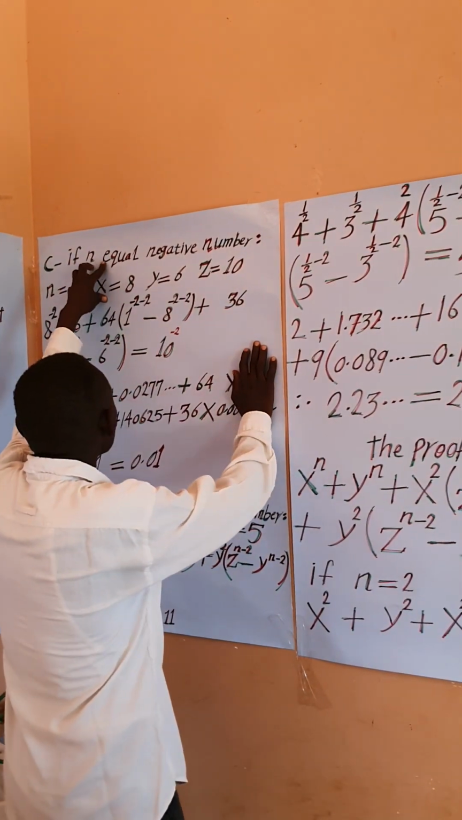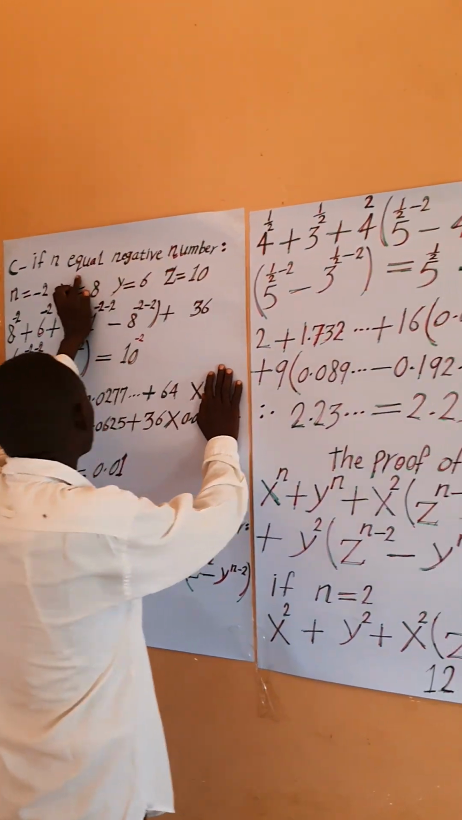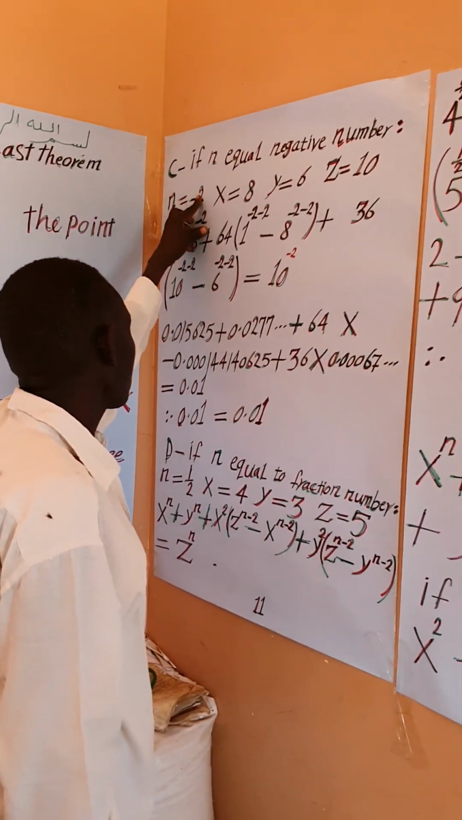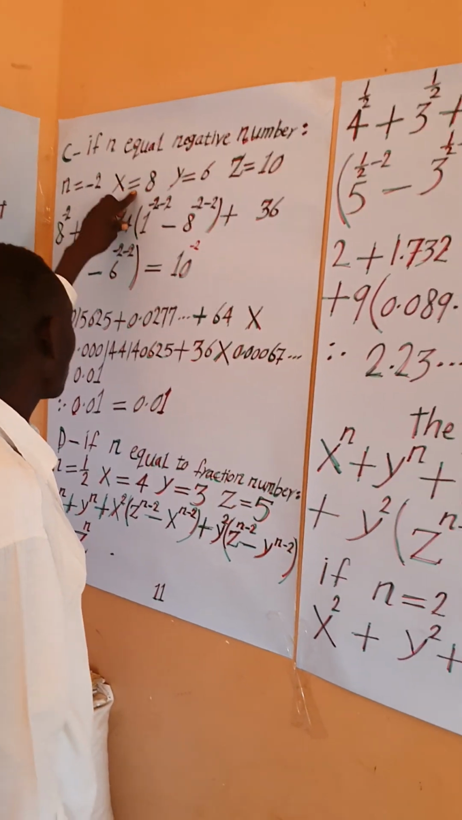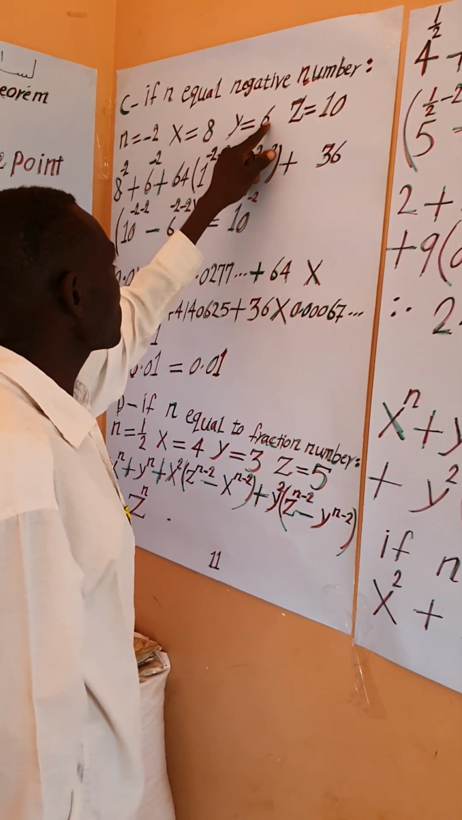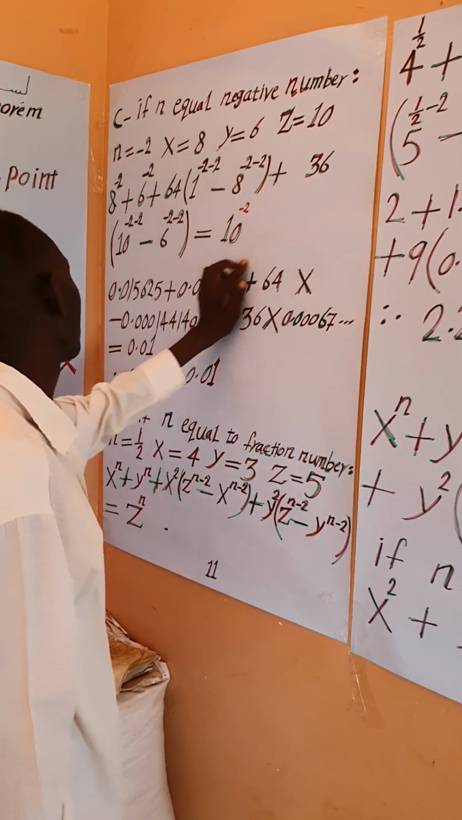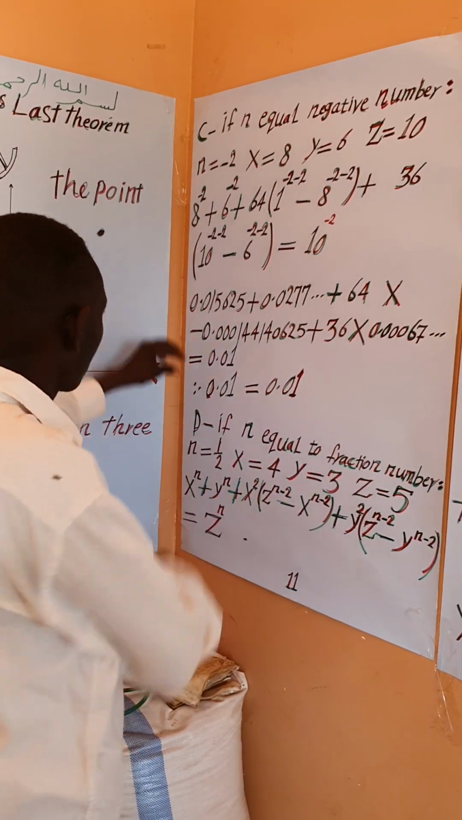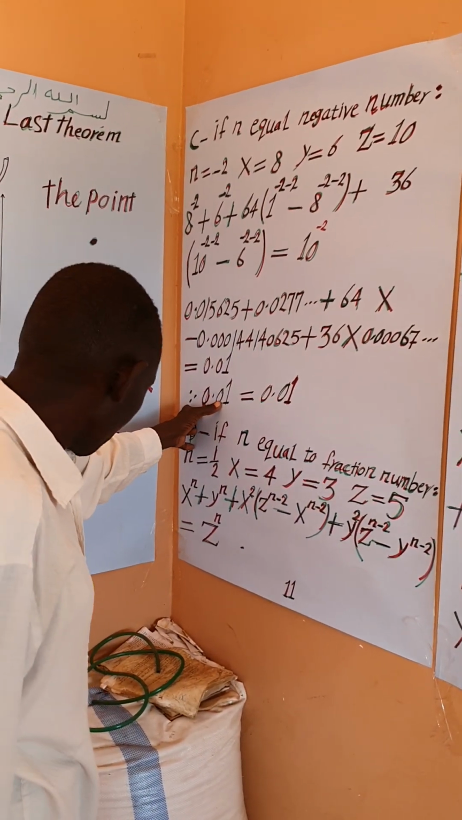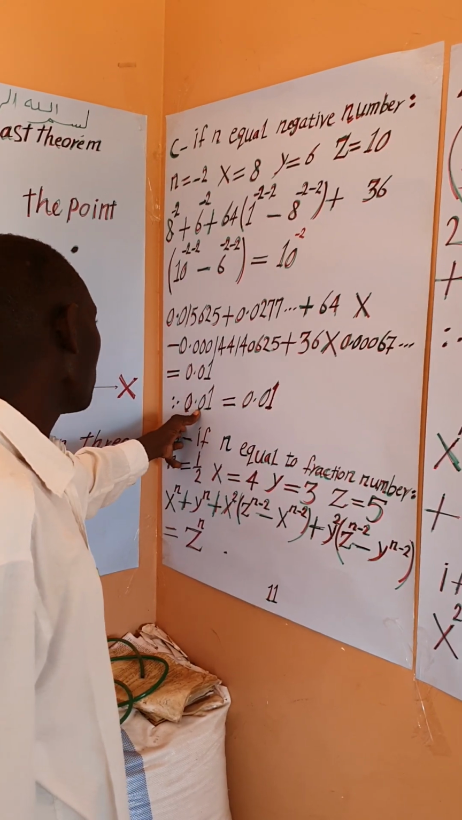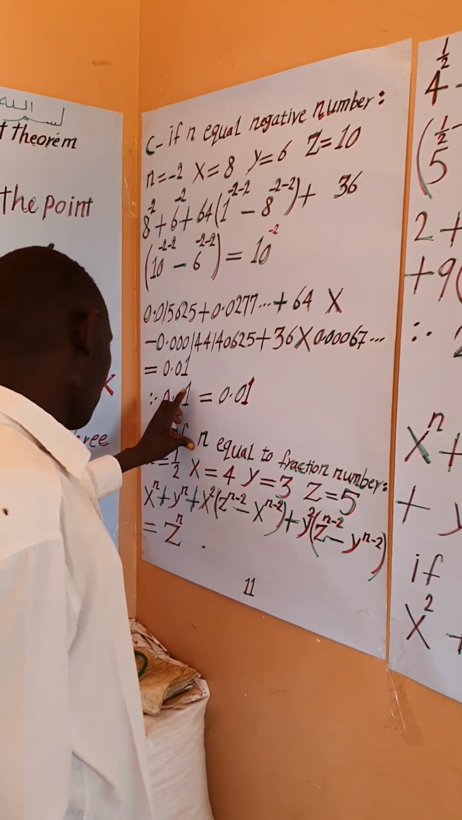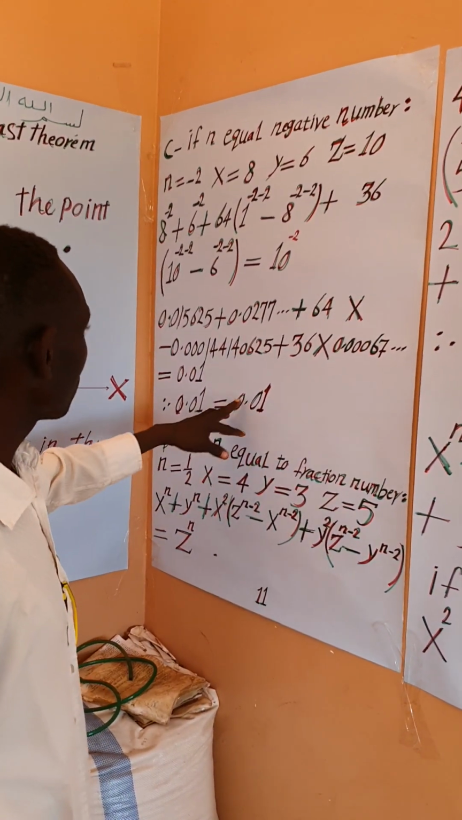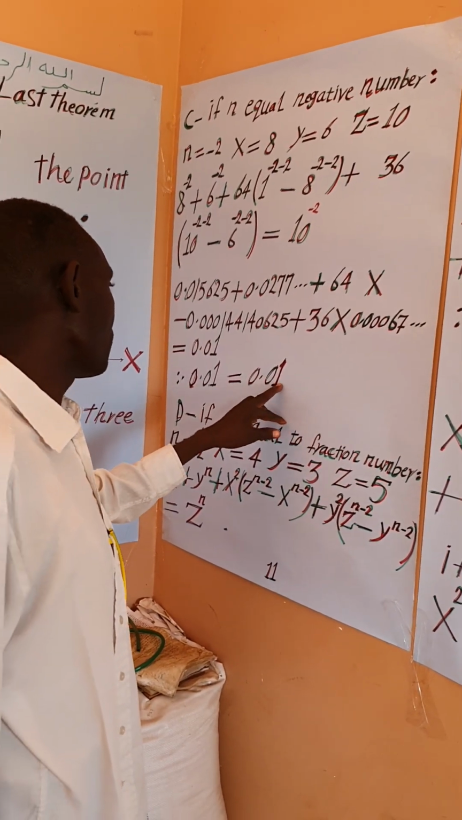If we have n equal to a negative number, n equal -2, x equal 8, y equal 6, z equal 10. If we compute this, we get 1.01 equal 1.01.